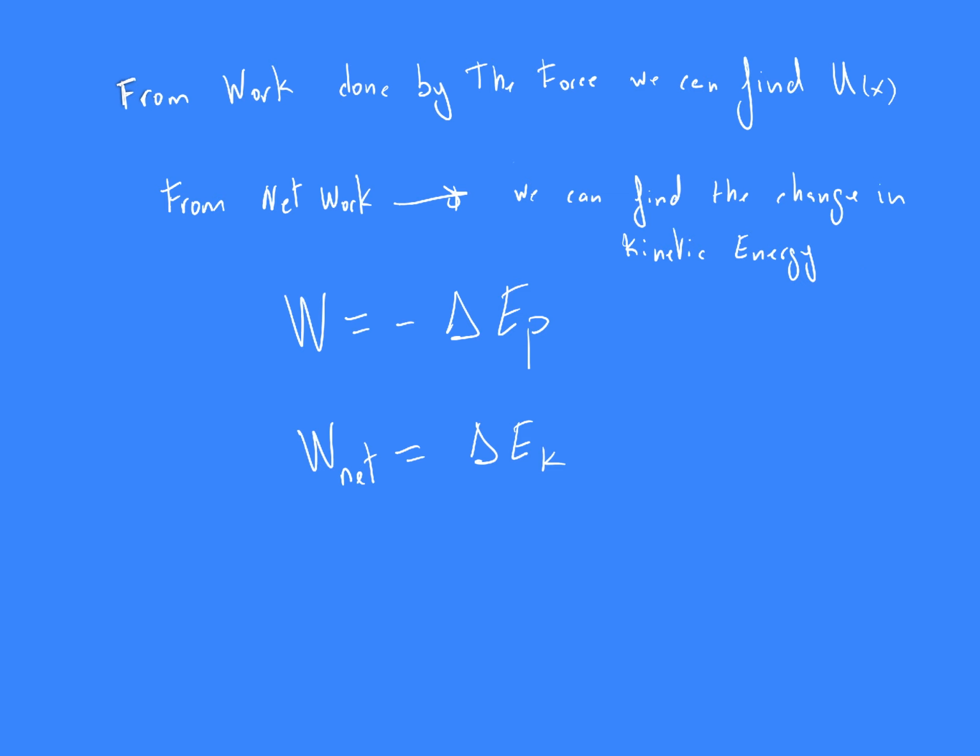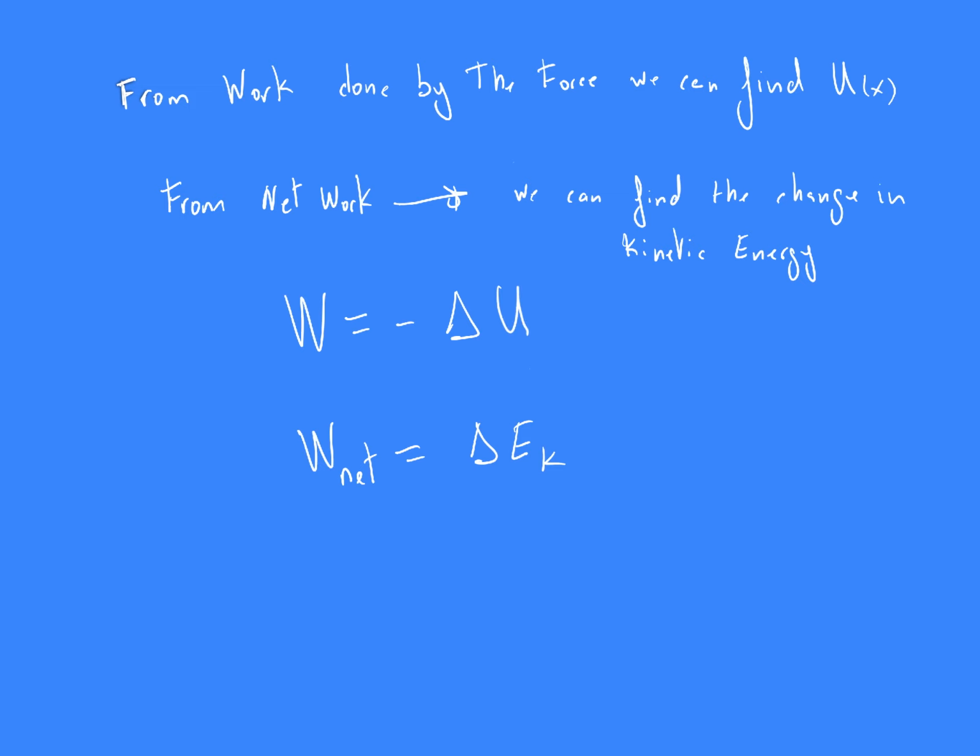So these are the two basic equations. The work of one force, if it's a conservative force, is minus the change in the potential energy. Let's put it U, the change in the potential energy.